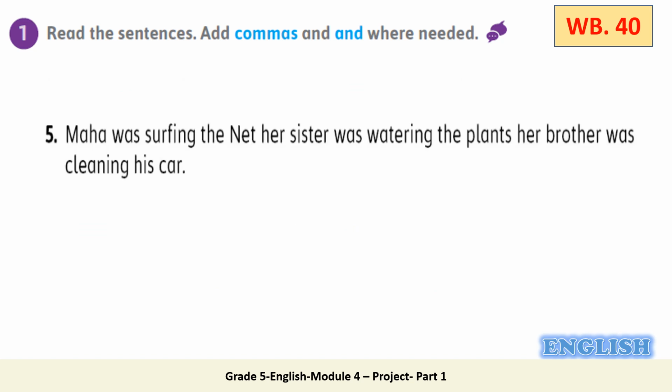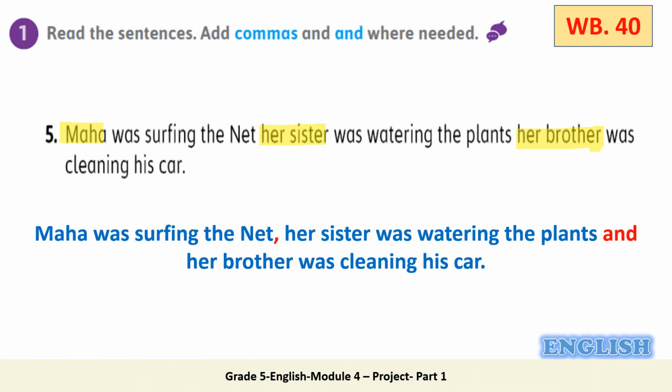Number 5. Maha was surfing the net. Her sister was watering the plant. Her brother was cleaning his car. Maha was surfing the net, her sister was watering the plant, and her brother was cleaning his car.